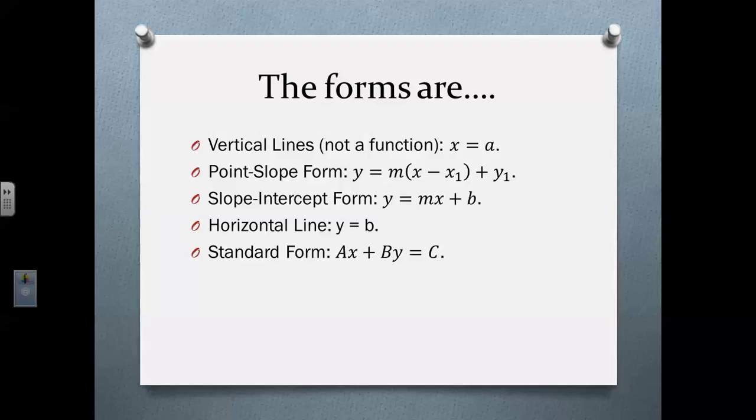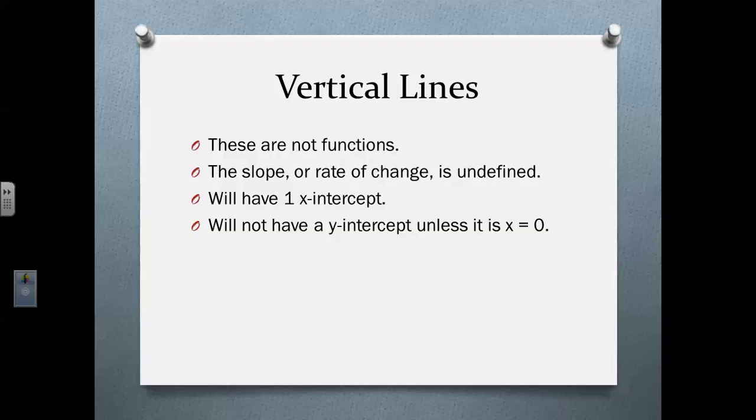What I want you to realize is that slope intercept form and the horizontal line, y equals b, are just a consequence or a simplification of our point slope form. Well, let's look at vertical lines.